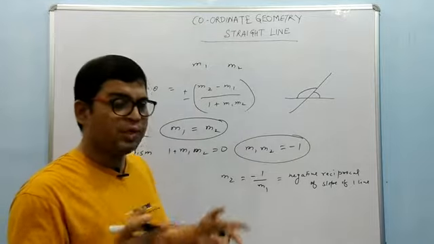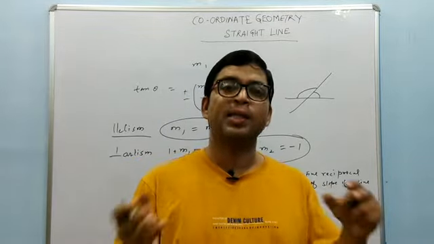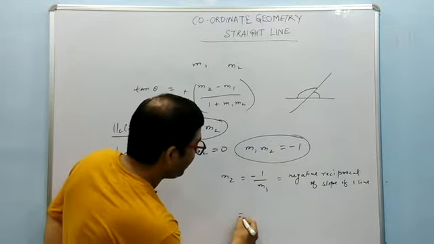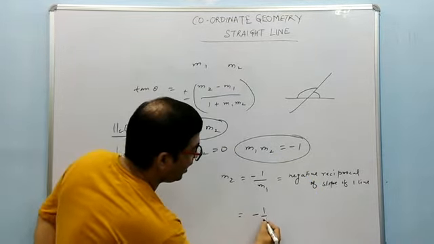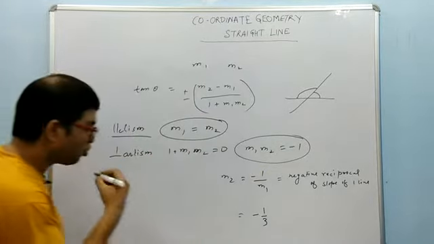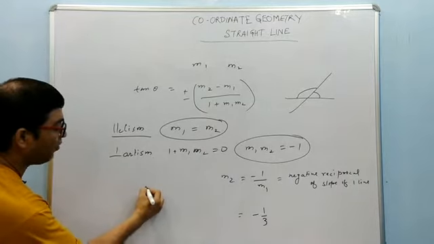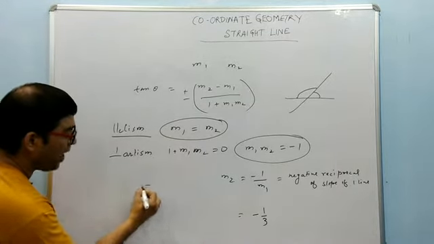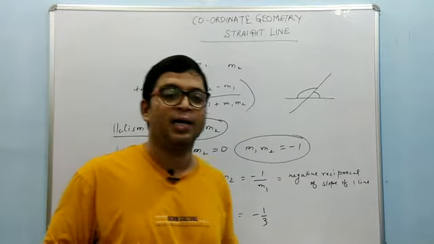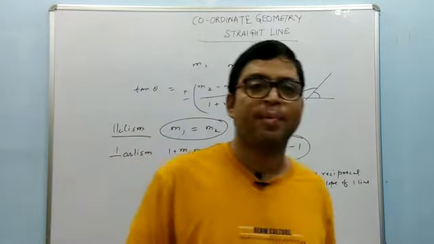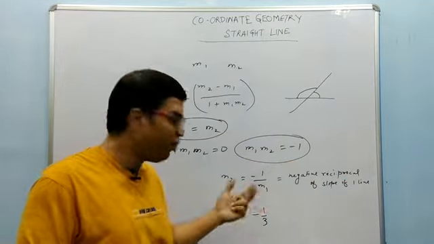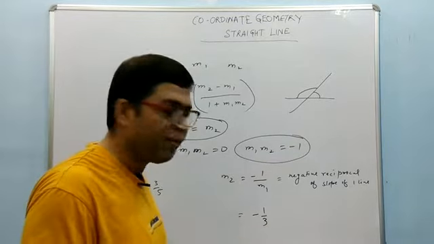Okay, so if the slope of a given line is 3, then the slope of a line which is perpendicular to that will be the negative reciprocal, minus 1 by 3. If the slope is 5 by 3, the slope of a line which is perpendicular to that will be the negative reciprocal, minus 3 by 5. So you can easily find the slope of a line which is perpendicular to a given line. No need of performing this operation. You can directly find the slope.